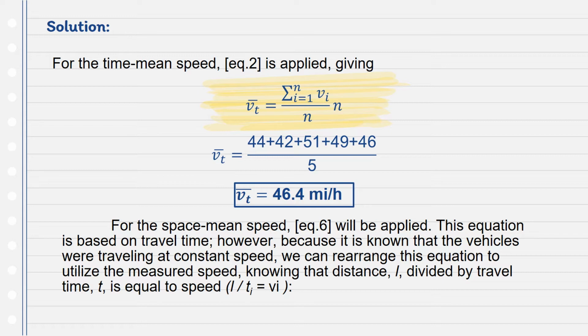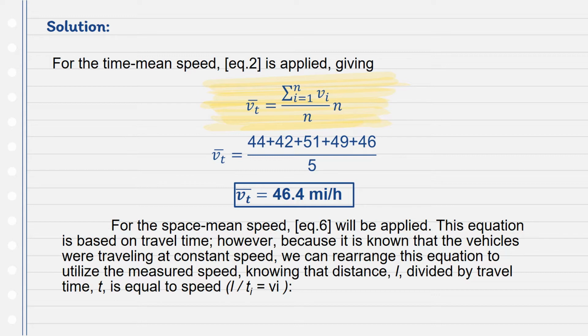So we have the time mean speed is equal to the summation of all the vehicle speeds over the total number of vehicles, which is 5, because we have 5 vehicles. And this will give us 46.4 miles per hour. And that is our time mean speed.